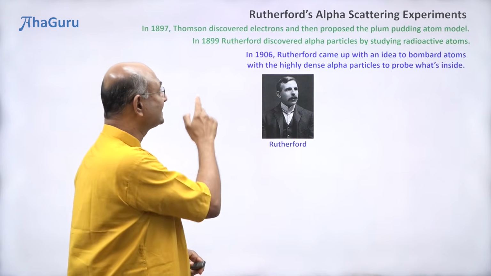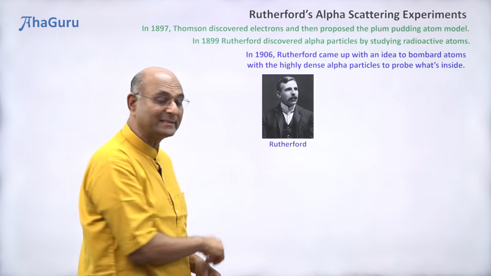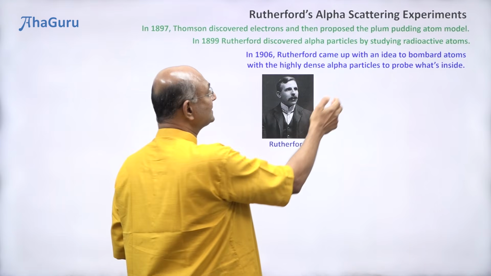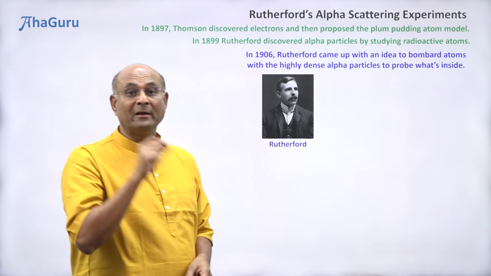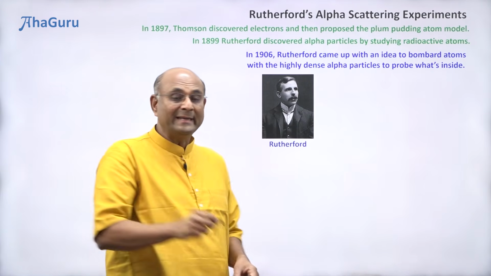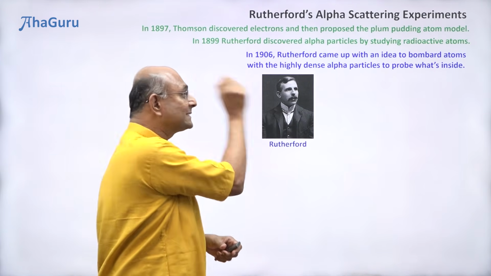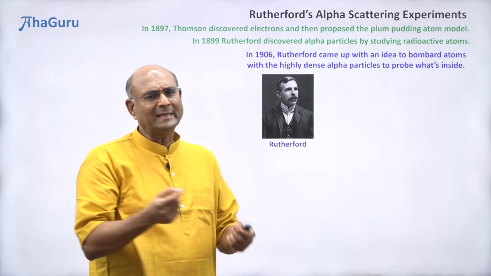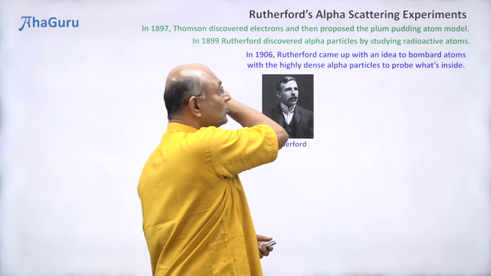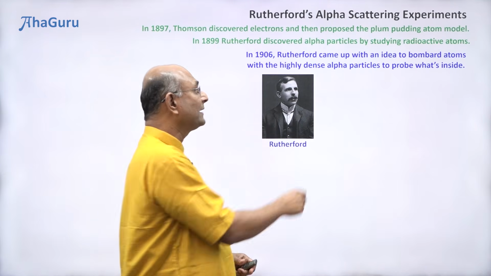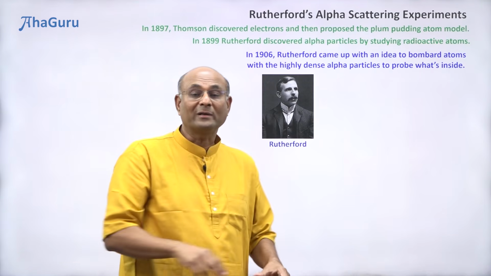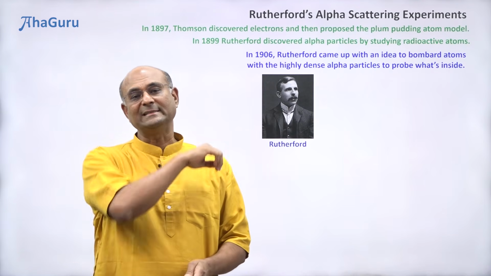And in 1906, Rutherford came up with a very interesting idea to study what is inside an atom. Basically, his idea was to bombard atoms with these highly dense alpha particles. Because the electron is so light, it won't be able to stop them. So they would go through the atom, and that, he felt, would help him probe what is inside an atom. Basically, he wanted to understand the nature of the positive charge inside an atom.